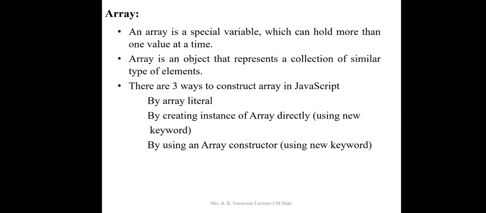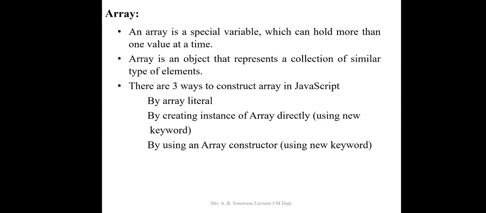All of you know what we mean by array. An array is nothing but a special type of variable which can hold more than one value at the same time. In memory, whenever an array is created, continuous memory locations will be allocated. So a single variable will be responsible for storing multiple values. An array is an object which represents a collection of similar type of elements.